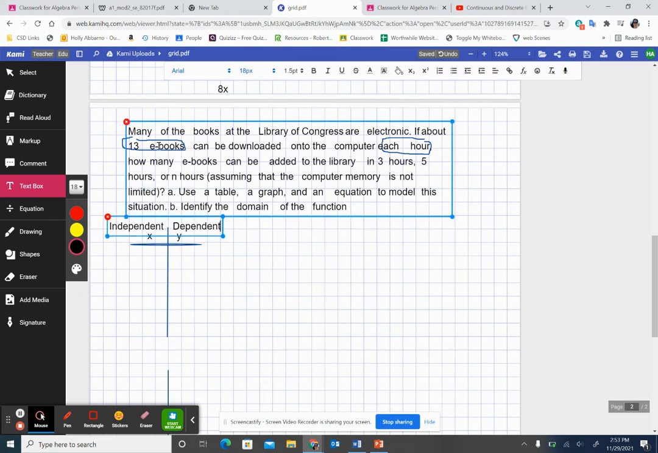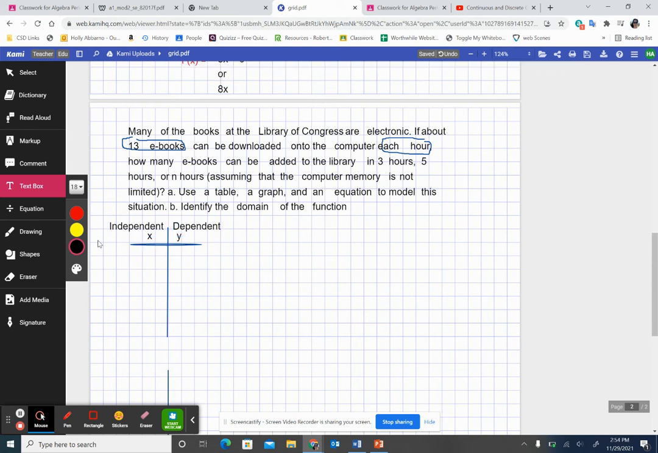So we're going to ask ourselves, does the number of books depend on how long they download, or does how long the time change by how many books that we have? And that one's pretty obvious. Obviously, the hours, time doesn't stop just because the download stops. So the hours is independent, and the amount of downloads is the dependent. How much can download depends on how many hours, okay?